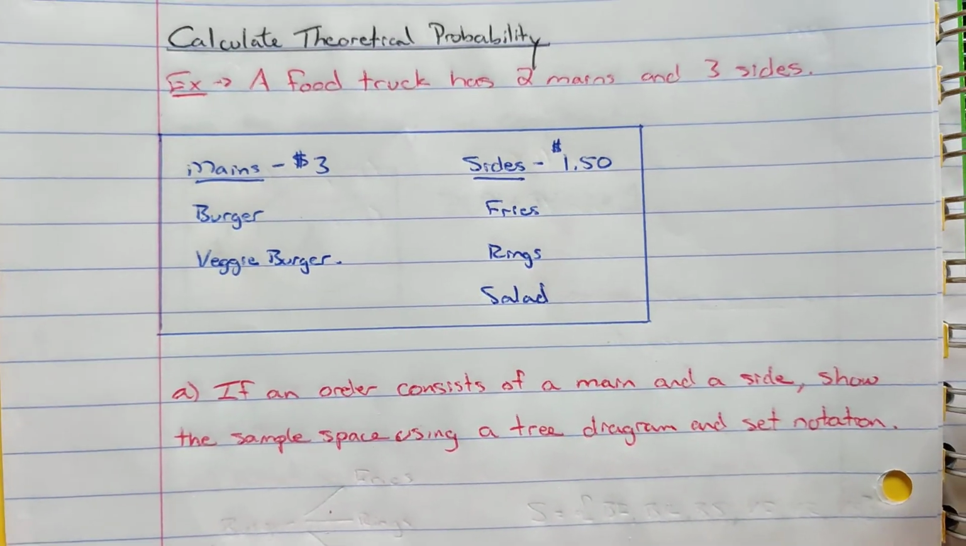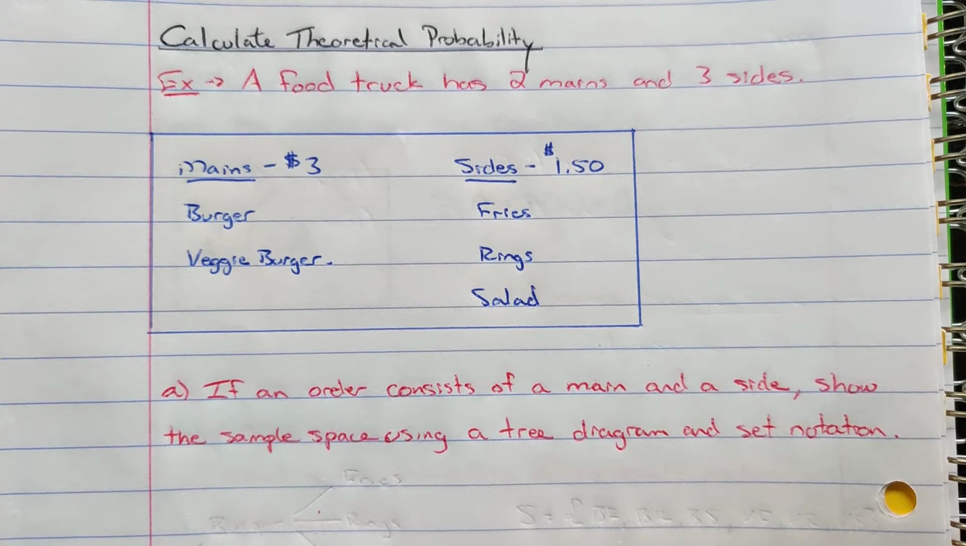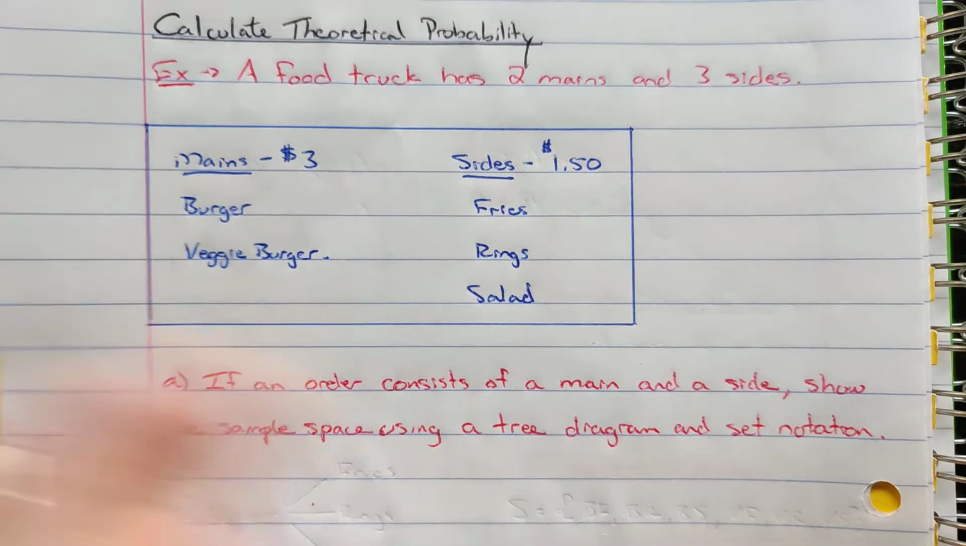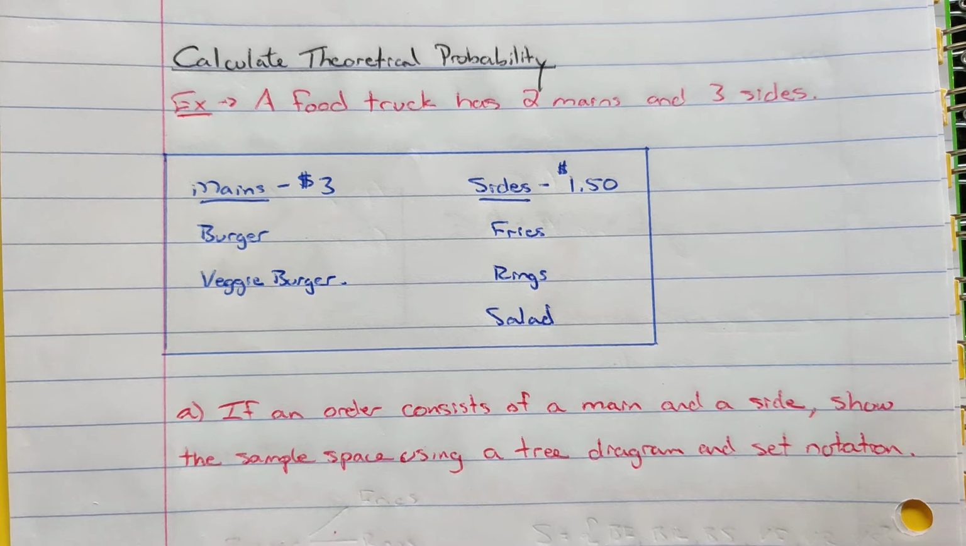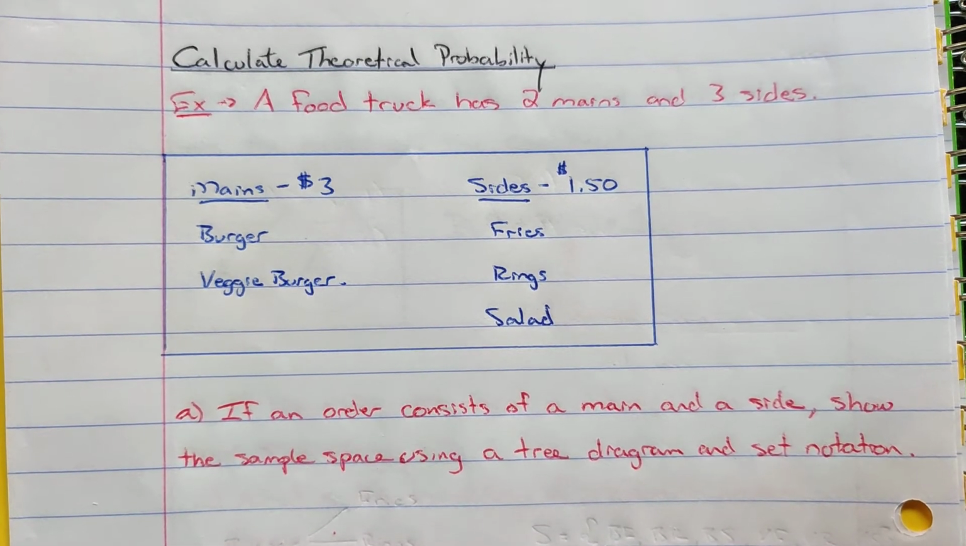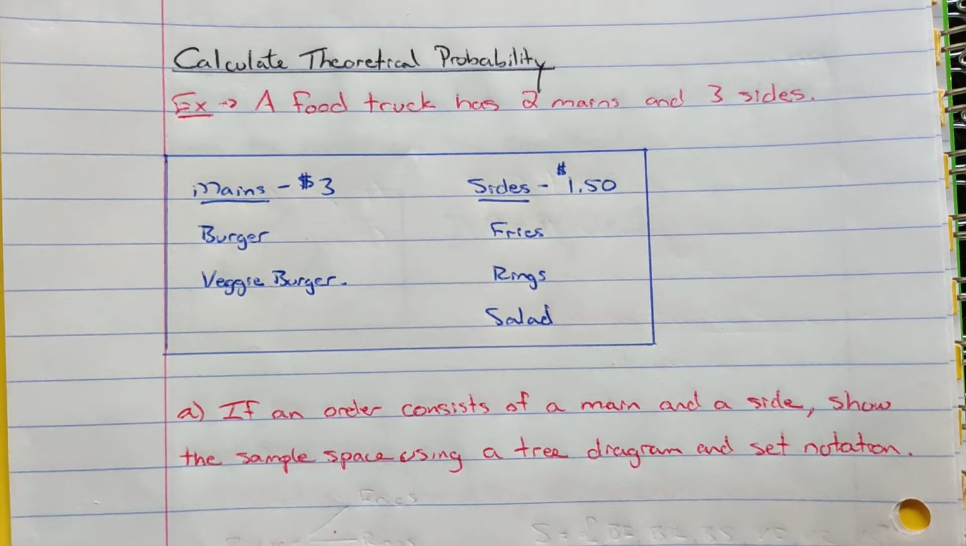All right, now, understanding a little bit about our sample spaces, some other methods of illustrating things. We're going to look at the theoretical probability of buying food at a food truck. So what we have is a food truck with 2 mains and 3 sides, and for our purposes, assume that you buy a main and a side. You can't just buy one or the other. You have to buy both. So you buy 1 main, 1 side. That's what you get. So their mains are burger and veggie burger, and then the sides are fries, rings, and a salad.